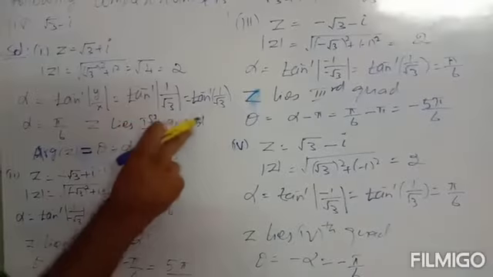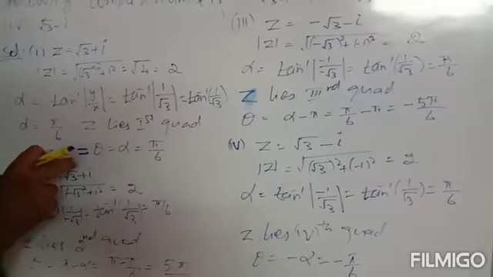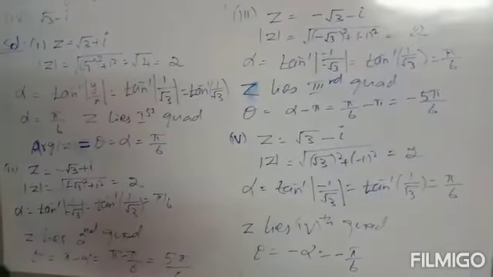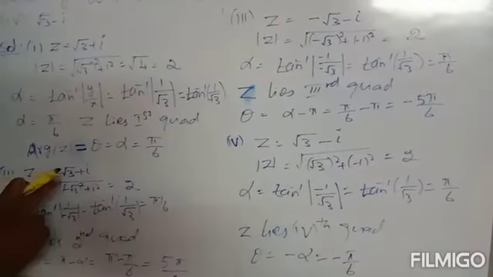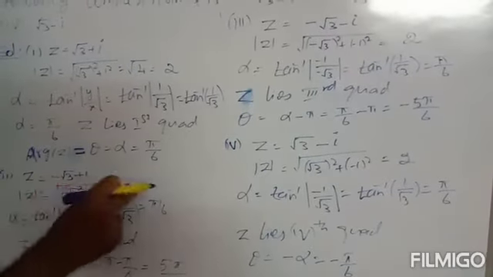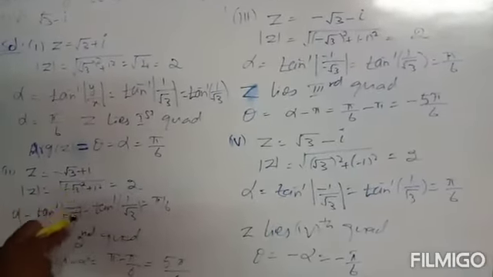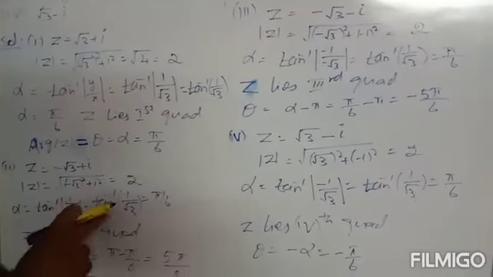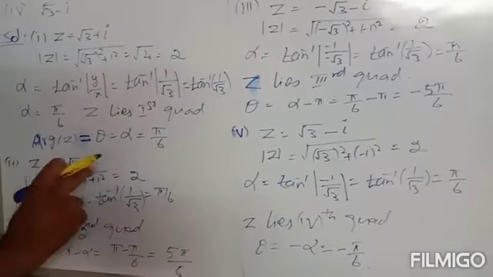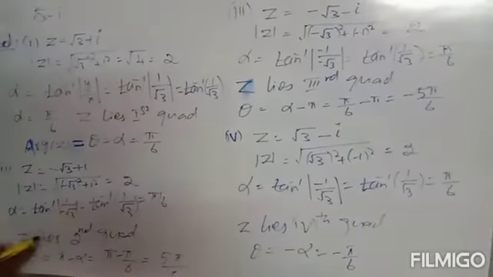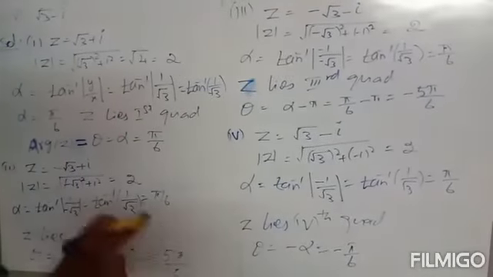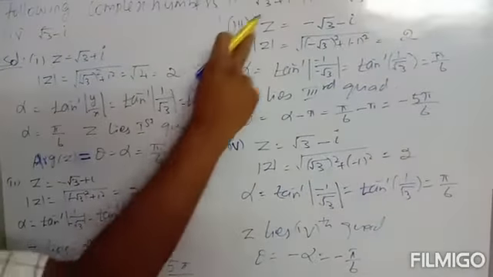Next, 4 into (cos 4 pi by 3 plus i sin 4 pi by 3). 4 pi by 3 means 4 into 60, that is 240, 180 plus 60. Next, 5 into (cos 5 pi by 3 plus i sin 5 pi by 3). 5 pi by 3 is 300, that is 270 plus 30, like that.